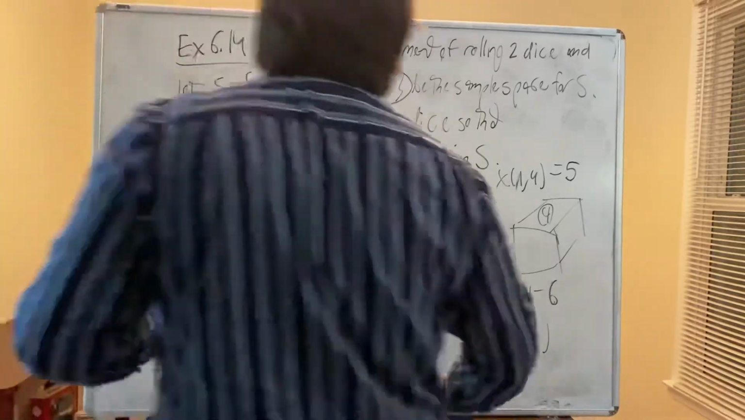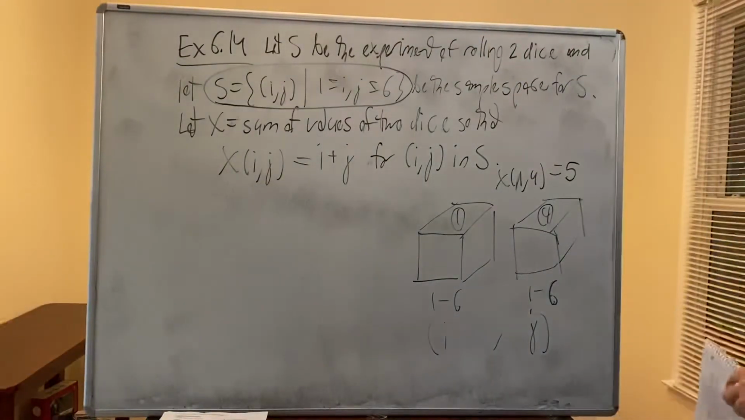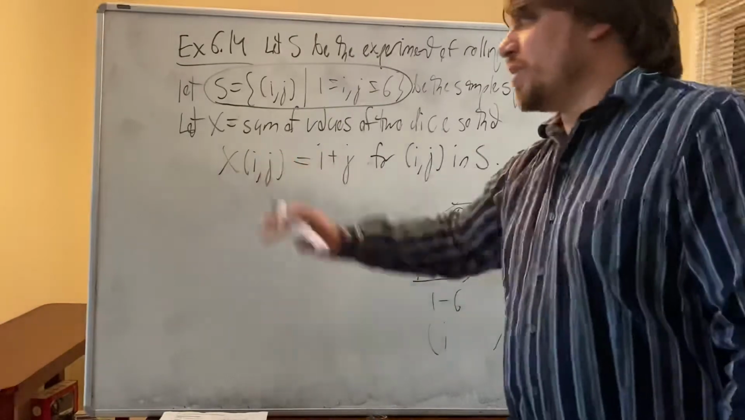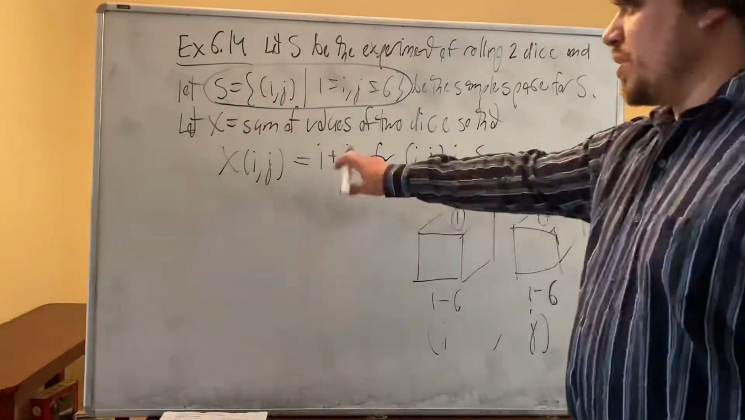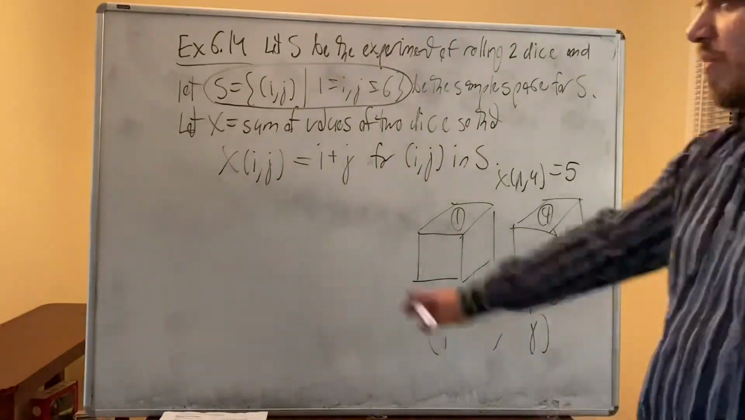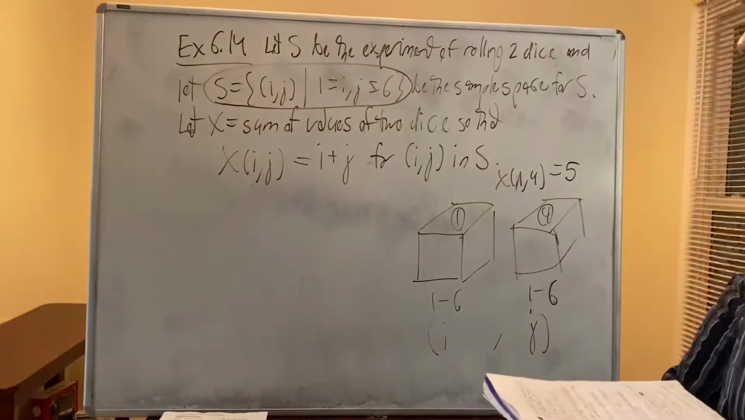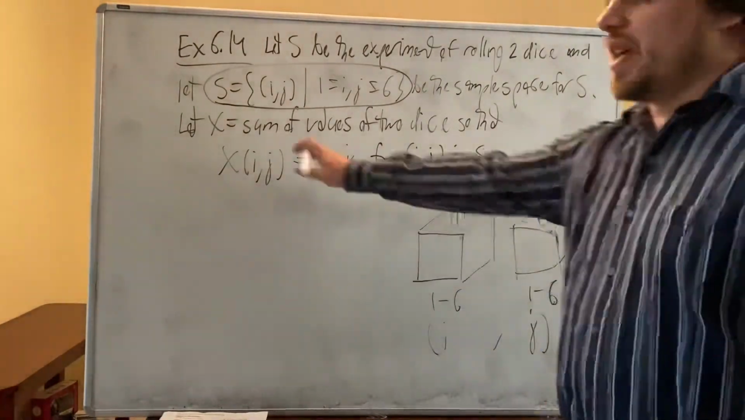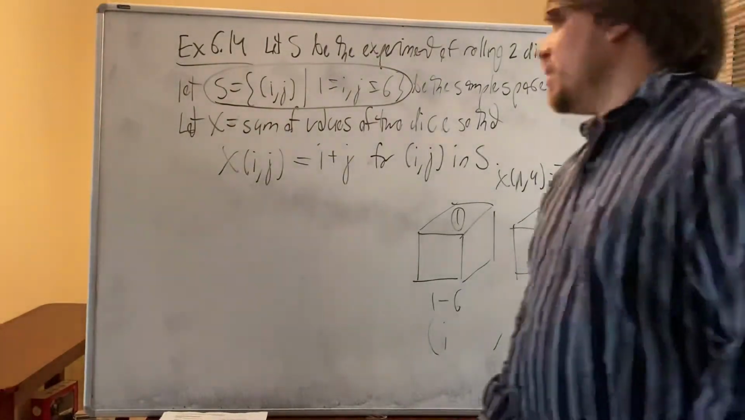Well, oh, sorry. Okay. Well, it kind of is that. No, it's just that X is a random variable that represents the sum of the two dice rolls. So X of i comma j is equal to i plus j. So if you take a sample point, X adds up the two rolls of the die, i plus j.